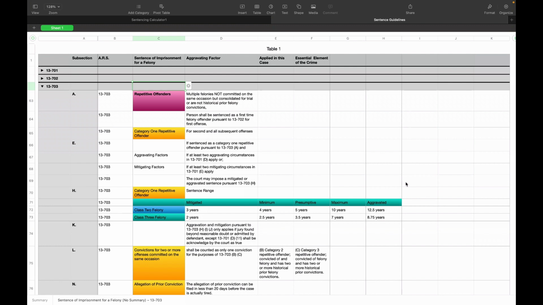13-703 is all about the repetitive offenders. So even if there was any question about what is a first-time felony offender and what is a Category 1 repetitive offender, when they are not serial offenders and do not have prior felony convictions, repetitive offenders, again, if you do not have serial convictions and you do not have prior convictions, and there's no court that has found anything other than the offenses at hand, you have to be considered a Category 1 offender, and your sentence cannot go outside of this bracket here.